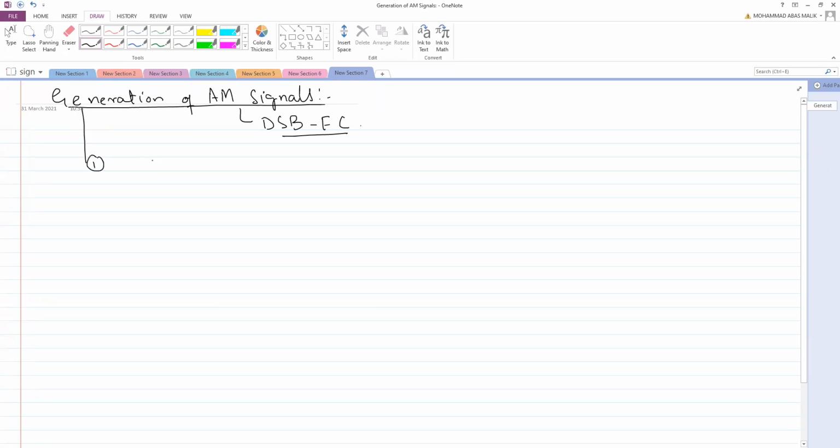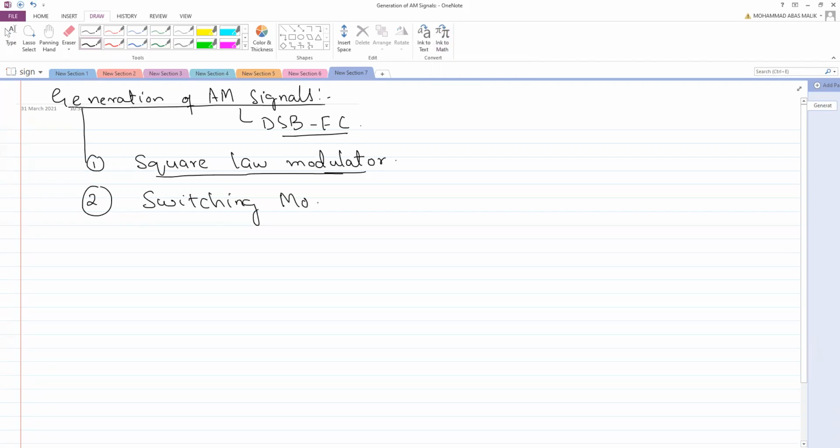First one is the square law modulator. You have a modulator that's called a square law modulator, and this helps in generation of double sideband full carrier. Second one is the switching modulator. This one and this both help in the generation of AM signals.